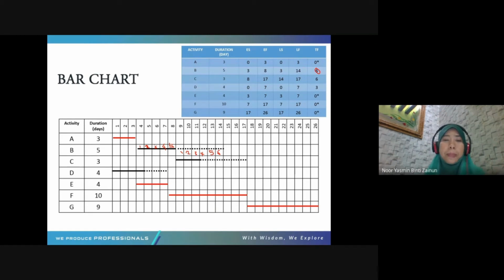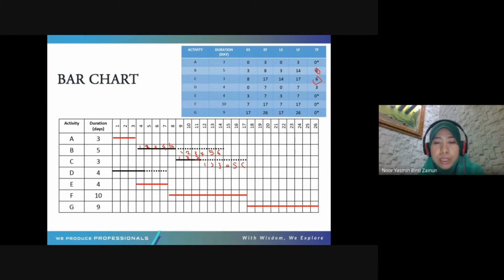For activity C, you can see here the duration is 3 and you have 6 days of floating days also. After activity B finishes, you can start activity C for 3 days: 1, 2, 3. However, activity C has 6 days of floating, so you have 1, 2, 3, 4, 5, 6.